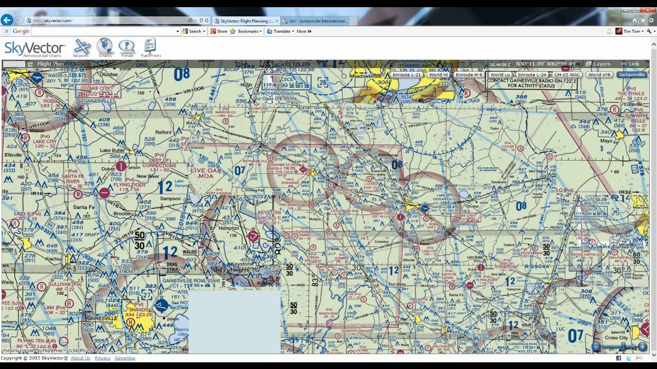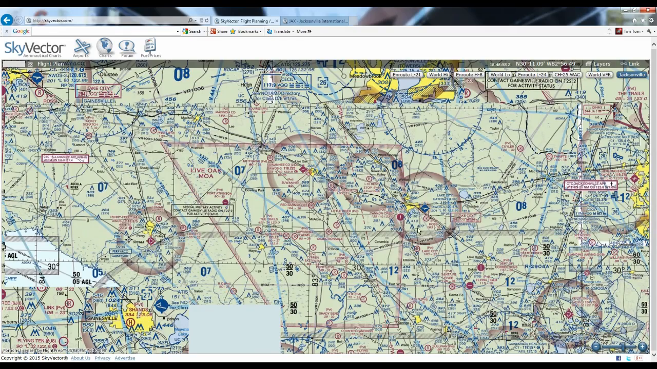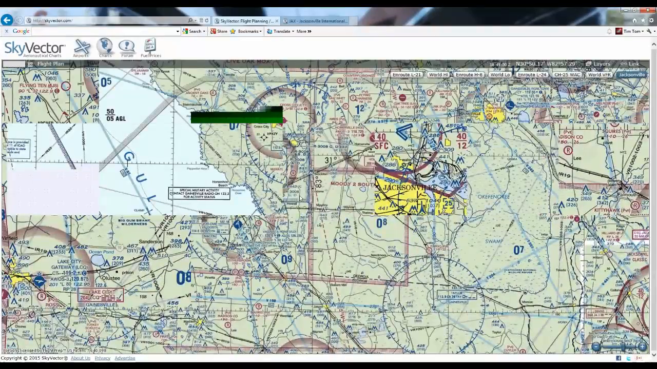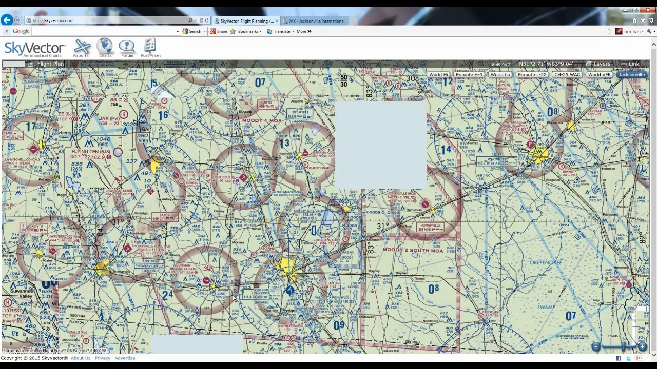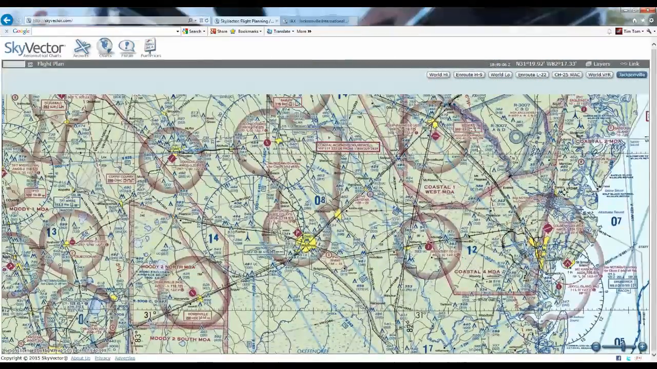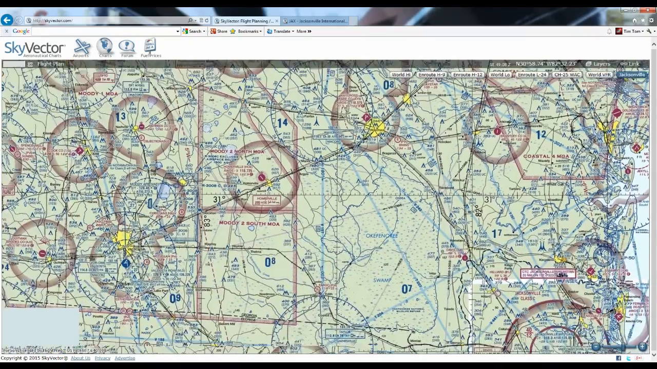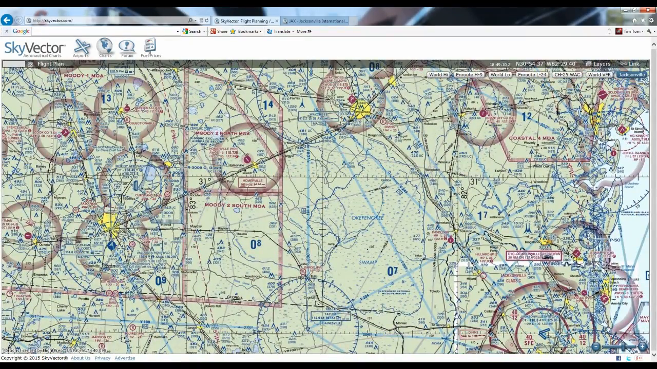Look how big this MOA is. This is the Live Oak MOA. Look how big this one is. This one is the Moody MOA. It goes all over the place. Over here we have the Coastal MOA. I mean, they're everywhere and they're huge.